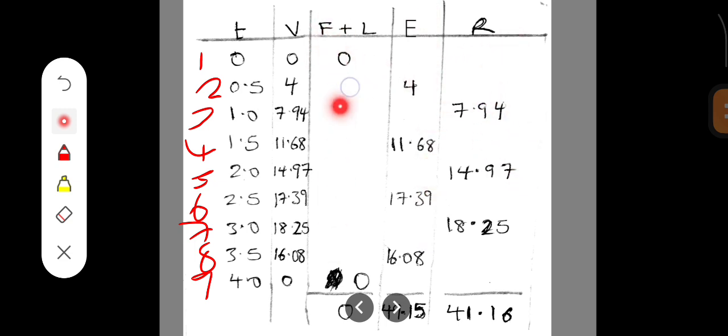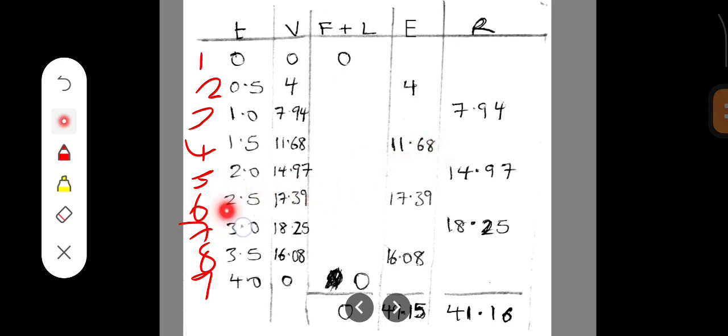So for this column we'll have just the first ordinate, which is 0, and the last ordinate is also 0, so the sum of these two gives 0. Now for the even ordinate, if 0 here is the first ordinate, which means 4 here is the second ordinate, and 2 is an even number. So I'll be writing that in this column. Now 4 is an even number, so we have 11.68 in this column.